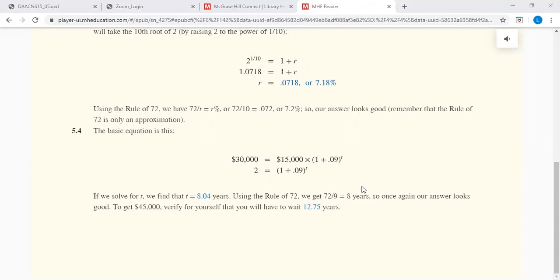Okay, so just a little review of these various calculations using the formulas. So if you have any questions, please post them to the discussion board.